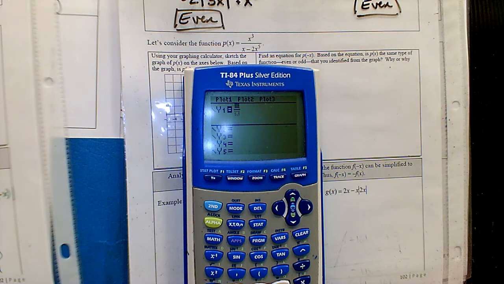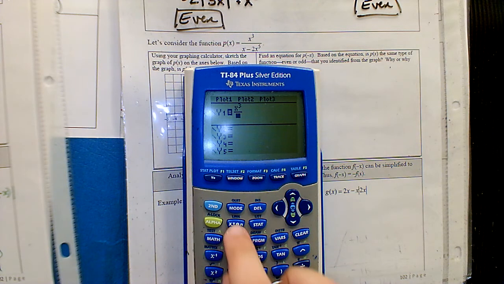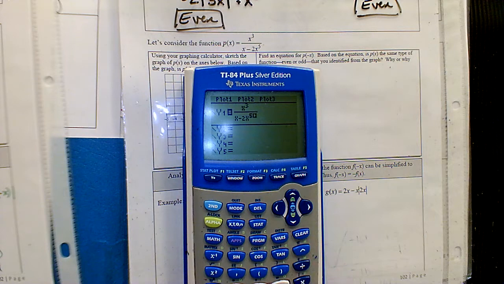Thank you. We're going to type in x to the third up top, and then x minus 2x to the fifth on the bottom.